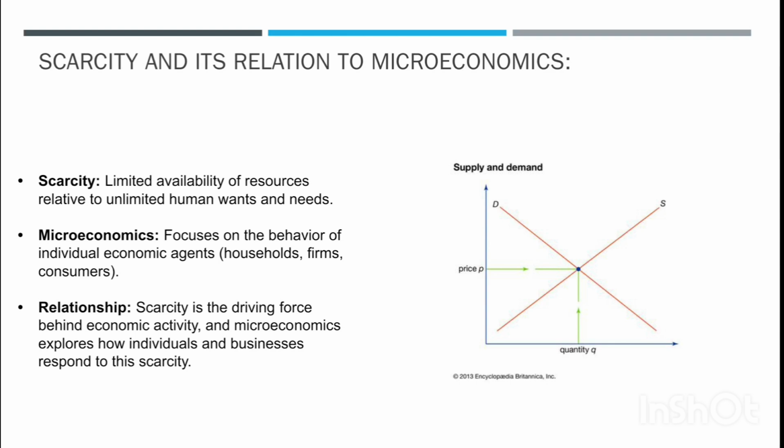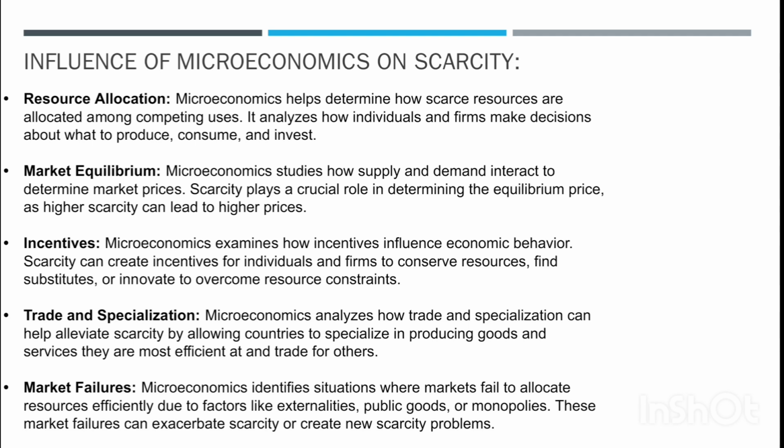The following is a graph between price and quantity, where you can see the demand and supply curves, and the intersection between price and quantity. Next, we have the influence of microeconomics on scarcity. The first is resource allocation, which means how scarce resources are allocated. Then we have market equilibrium, which shows supply and demand and their interaction to determine market prices. Then we have incentives, which means scarcity creates incentives for individuals to conserve resources and overcome constraints.